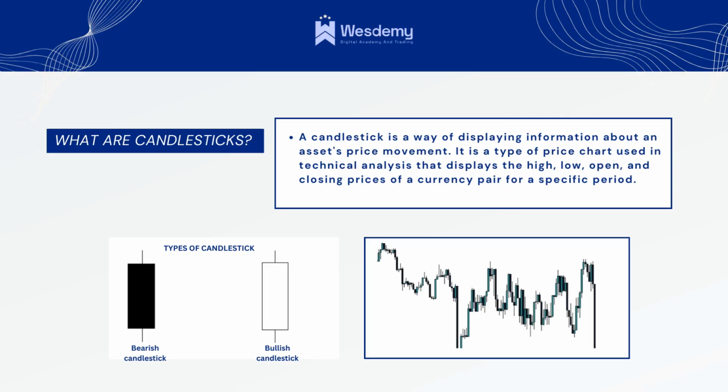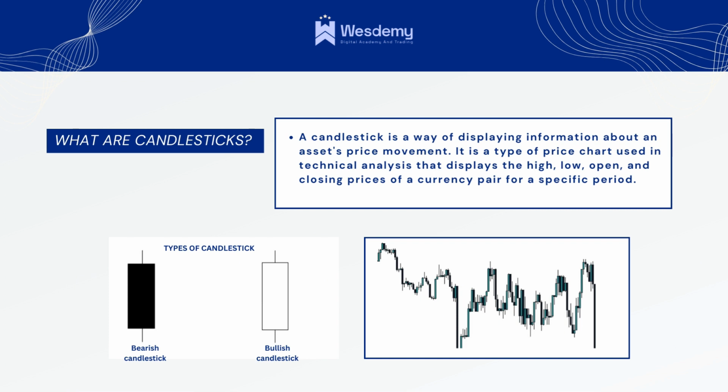Now, what are candlesticks? A candlestick is a way of displaying information about an asset's price movement. It is a type of price chart used in technical analysis that displays the high, low, open, and closing prices of a currency pair for a specific period. Now, I already talked about candlesticks in the previous course. Now we have types of candlestick. As you would know, we have the bullish and the bearish candlestick.